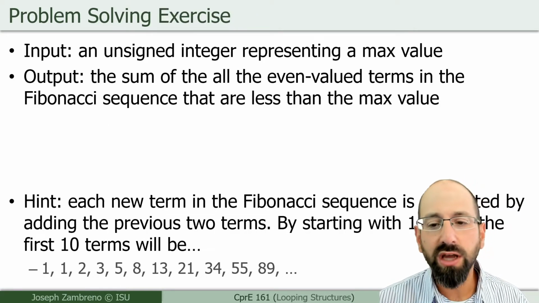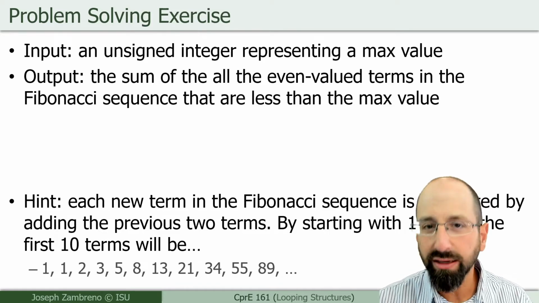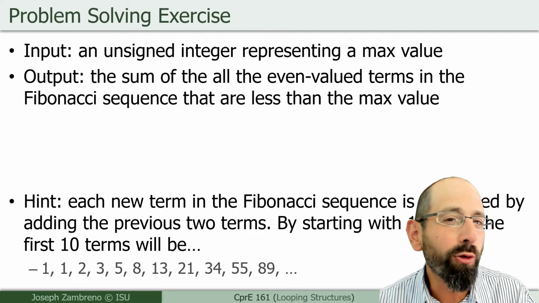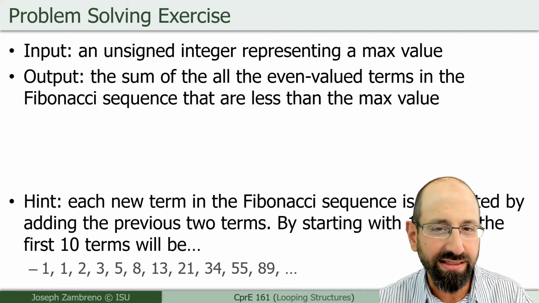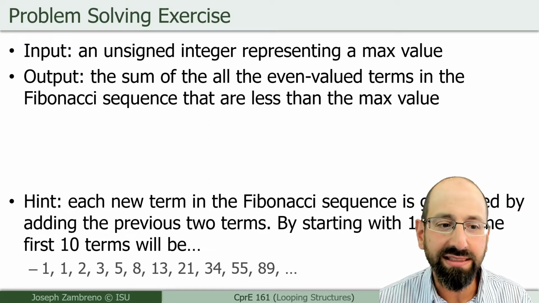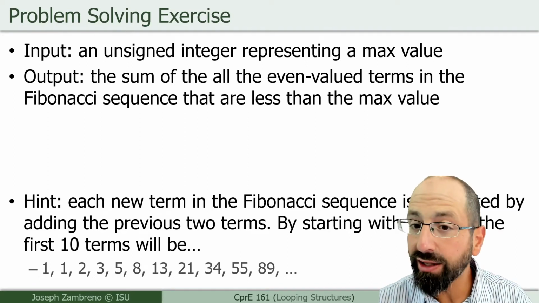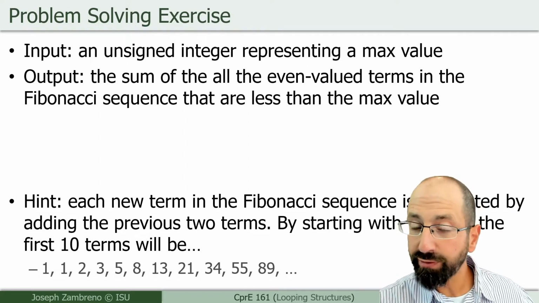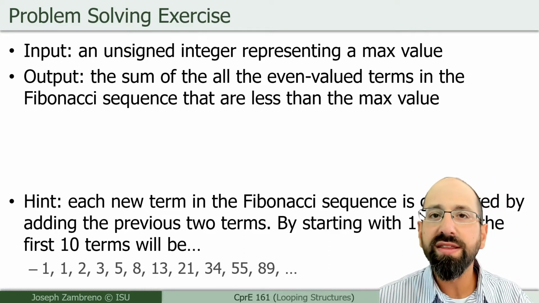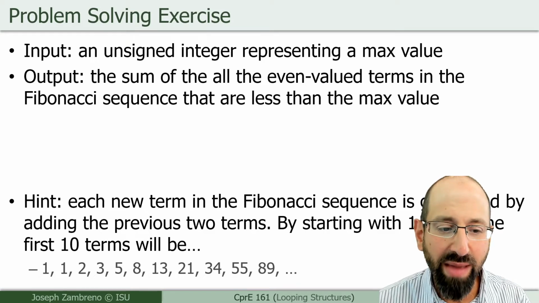Let's try a problem solving exercise. This is not a straightforward one. Maybe we'll make part of the progress and then continue the second half of this in the next video here. This is also a very well known programming problem, so there's nothing necessarily new to you here, but it'd be calculating the values of the Fibonacci sequence. Our input would be an unsigned integer, in this case representing a maximum value, and our output isn't all the terms of the Fibonacci sequence, which as debugging steps maybe we would want to do, but it would be the sum of all the even value terms in the Fibonacci sequence that are less than that maximum value.